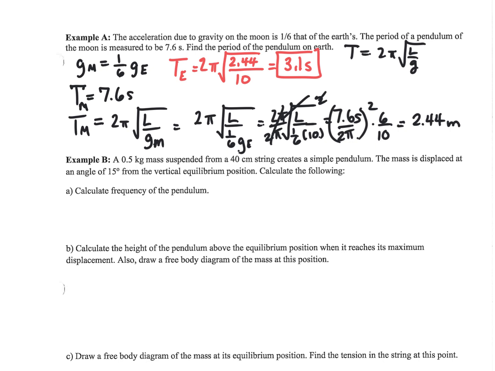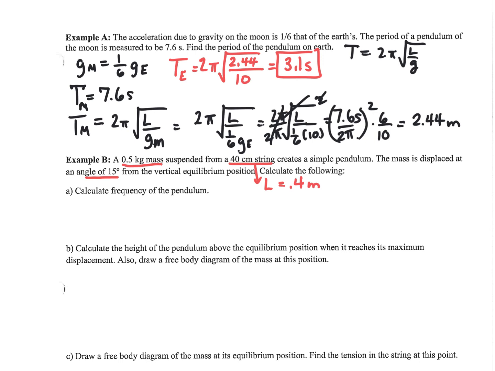All right, so let's talk about example B. We've got a 0.5 kilogram mass, 40 centimeter string. So what we know is that this 40 centimeter string tells us that the length of our pendulum is 0.4 meters, right? Okay. Mass is displaced at an angle of 15 degrees from vertical. Then it says calculate the frequency of the pendulum.